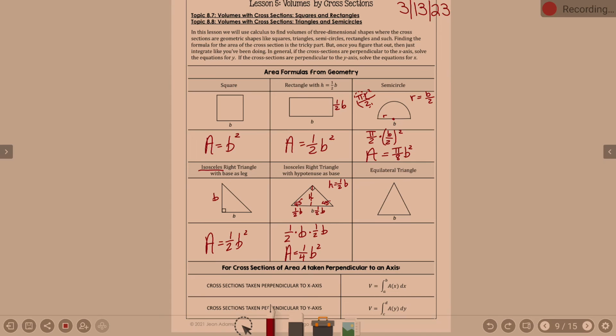Okay. One more. Equilateral triangle. What do we know about an equilateral triangle? All sides are the same. All angles are the same. Yes. That triangle is a 60, 60, 60. The key is going to be finding the height.